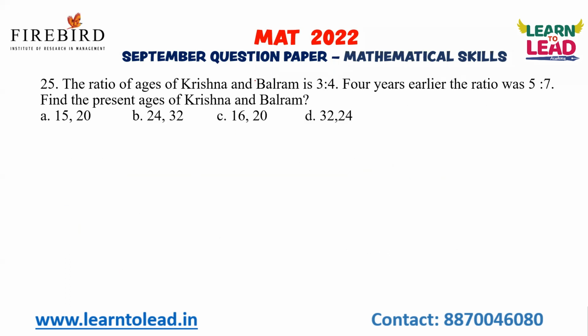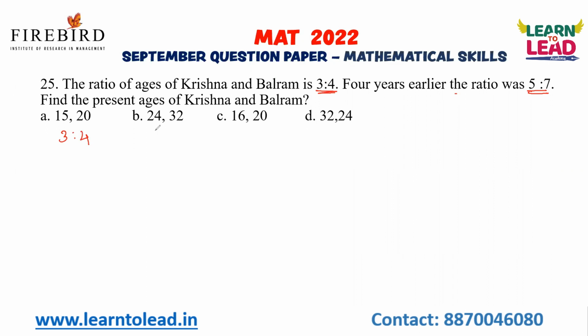Next. See, the ratio of ages of Krishna and Balram is 3:4. 4 years earlier, the ratio is 5:7. Find the present age of Krishna and Balram. So let us go with the options. What are the options which are in the ratio of 3:4 first? Because the present age ratio is 3:4, right? So now if I take option A, yes, it is in the ratio 3:4.